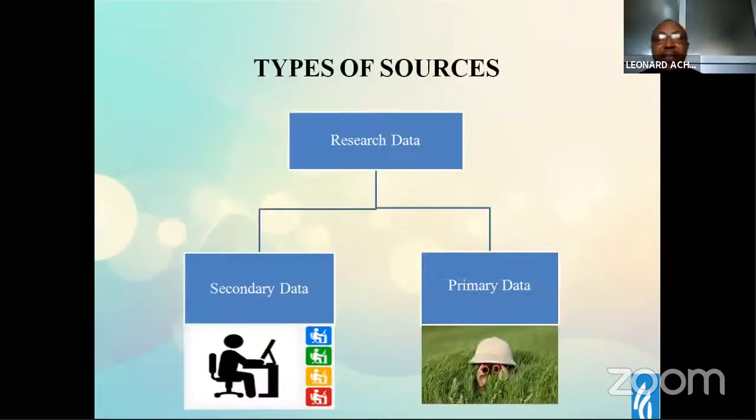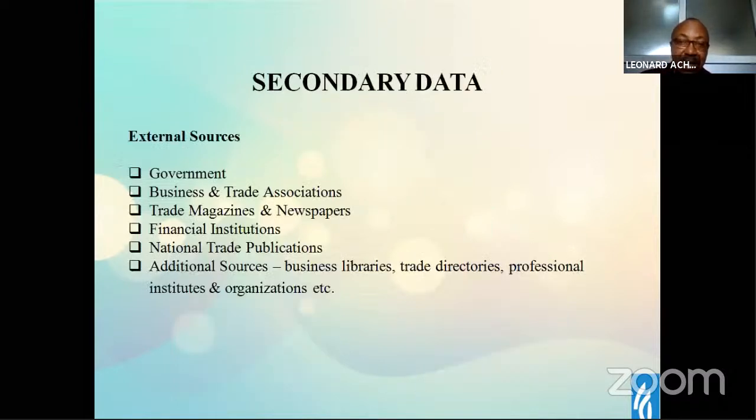Then we have basically two types of sources of our information gathering. We have secondary data source and primary data source. Talking about secondary data, they are basically information that you get from outside your company. They are external information from, number one, the government.